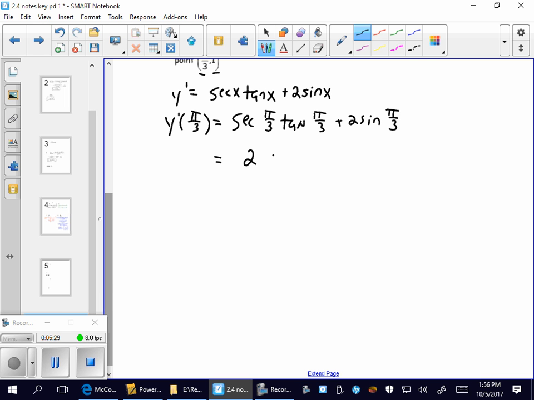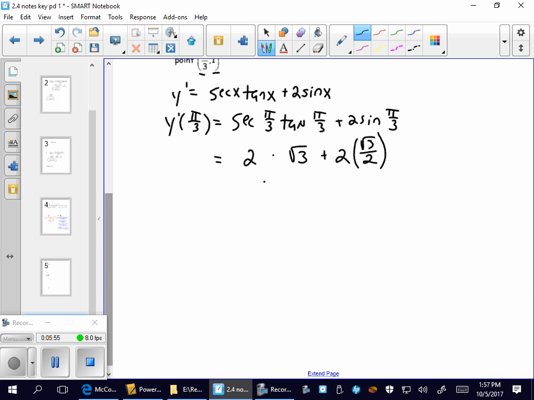Tangent of pi thirds, so again, I think of it in terms of sine over cosine. So sine of pi thirds is square root of 3 over 2. Cosine is 1/2. So I'm going to get square root of 3 over 2 over 1/2, which reduces to square root of 3. And then sine is one that I should know. Sine of pi thirds, again, is square root of 3 over 2.